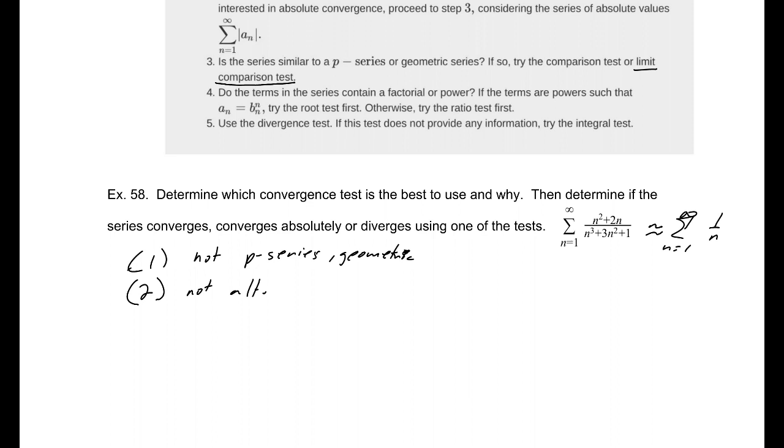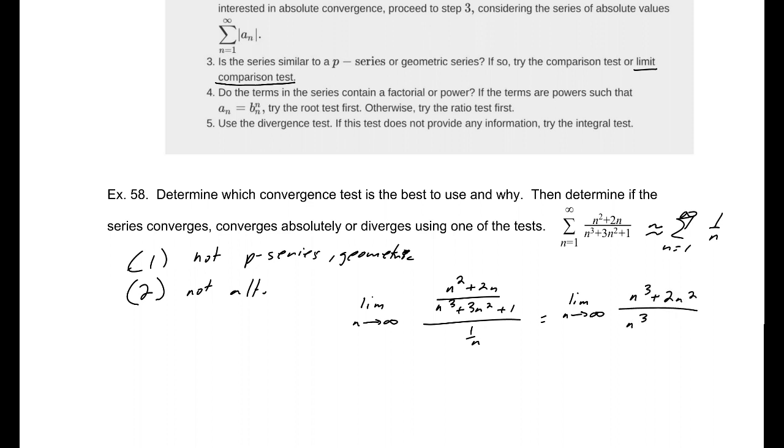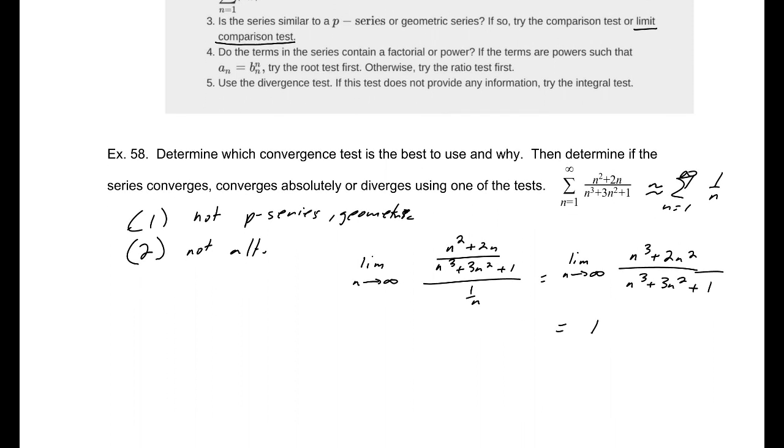So let's go ahead and take the limit of n squared plus 2n over n cubed plus 3n squared plus 1, all over 1 over n. Now that limit is going to be the limit as n goes to infinity of n cubed plus 2n squared over n cubed plus 3n squared plus 1. That limit is 1. So by the limit comparison test, our b sub n diverges.